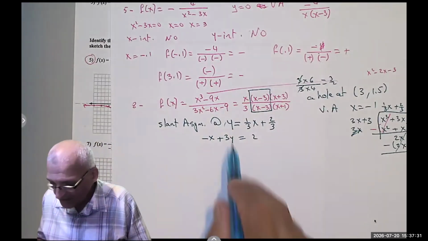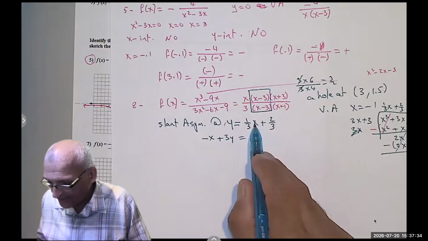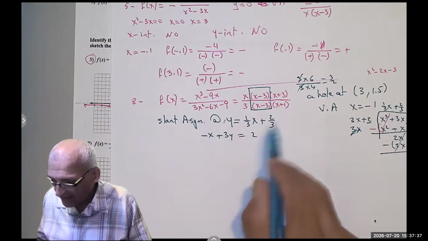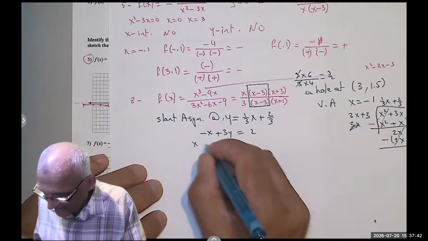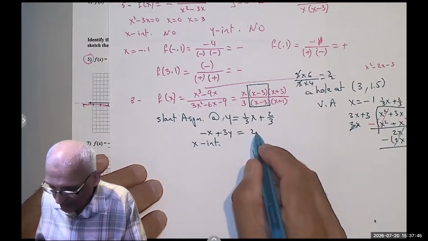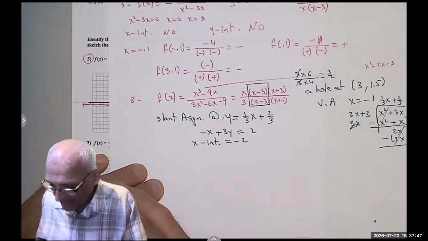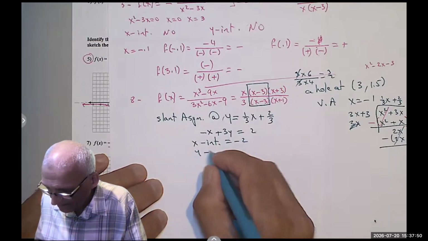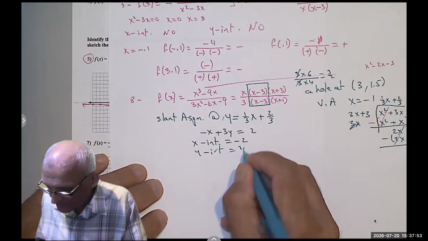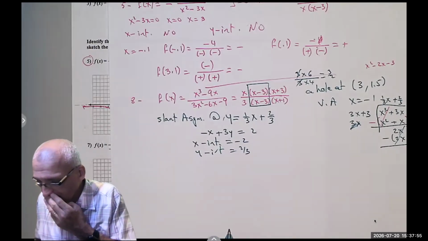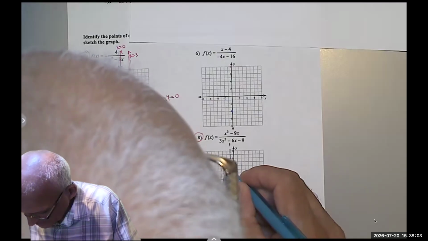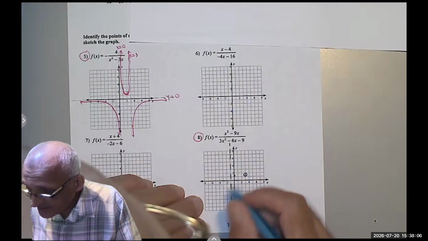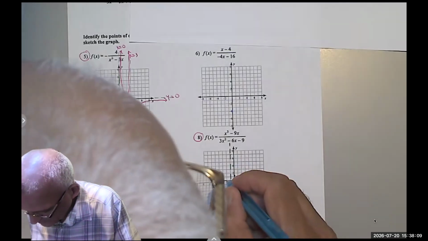Multiply by 3, so this would be 3y. Multiply by 3, that would be x, but I'm going to subtract x from both sides. And multiply by 3, I get 2. Why? Because now the x-intercept of this line is 2 divided by -1, which is -2. And the y-intercept is 2/3. The y-intercept 2/3 is somewhere here. And the x-intercept is -2.